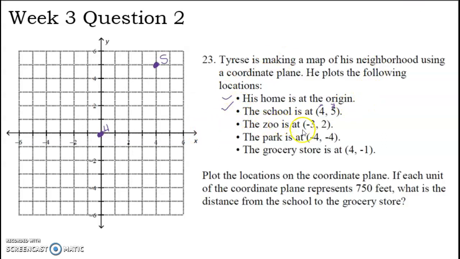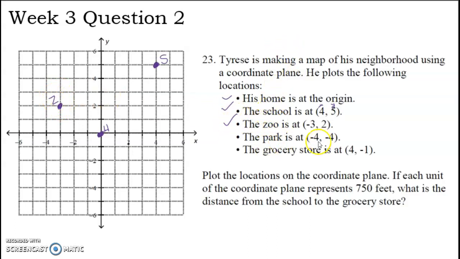The zoo is at -3, 2. So start here. -3 tells me I'm going to the left. Oops, I'm sorry, beginning at the origin, -3, 2. So it's -1, 2, 3, and then up 2 because it's a positive 2. 1, 2, and I'm going to put it right here. This is the zoo.